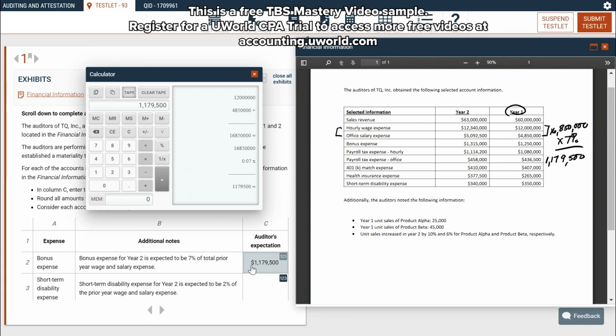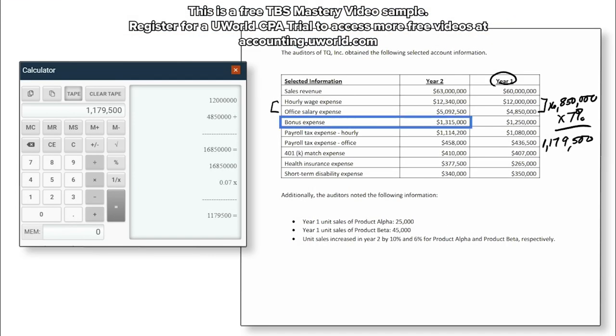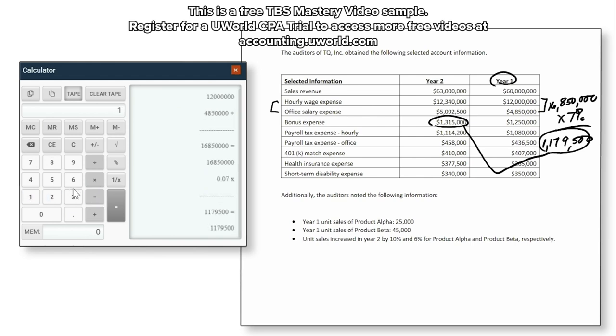At this point, I would normally be done with this item, but I want to show you how this problem could be expanded to require you to use your estimate to evaluate the client's year 2 number. So remember, the client's year 2 number for bonus expense was $1,315,000. So that was this number here. And we got $1,179,500. If I compare my estimate of $1,179,500 to the client's number of $1,315,000, I get a difference or variance of $135,500. I need to use the absolute value of this number.